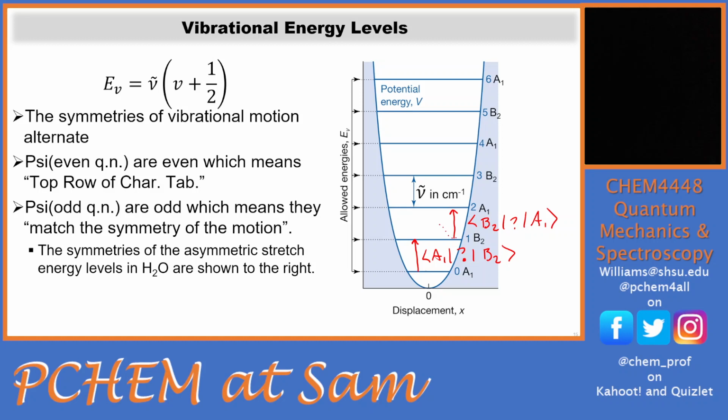So no matter whether you're going from 0 to 1 or 1 to 2 or 2 to 3, one of those is going to be B2 and the other is going to be A1. And so the thing in the middle needs to be B2 for this to turn out to be non-zero. Okay, I see some nods. That's good. So let's look at that now. Let's do the work.